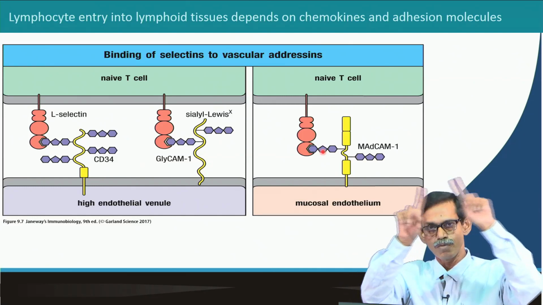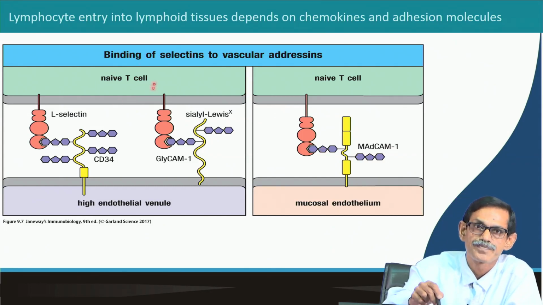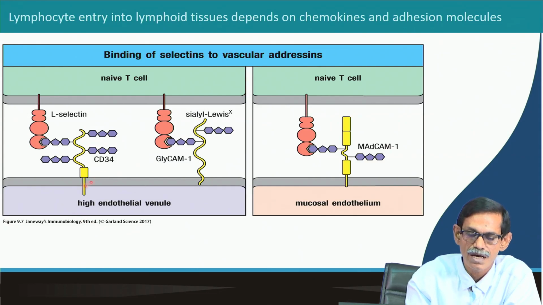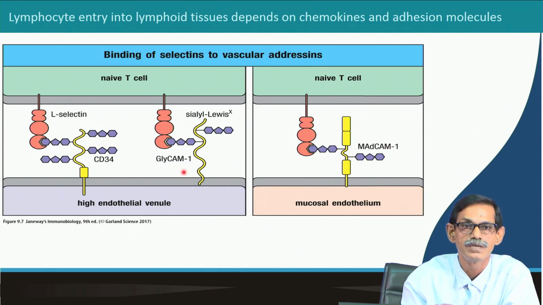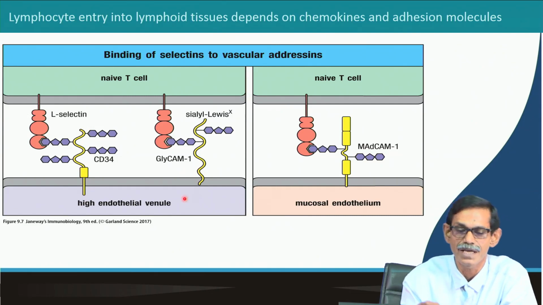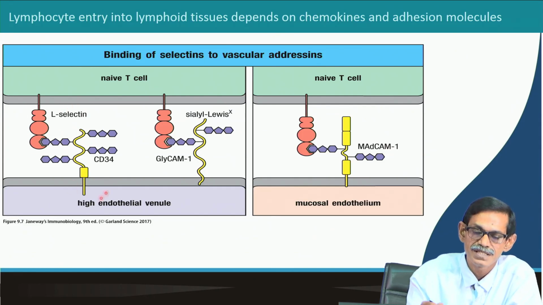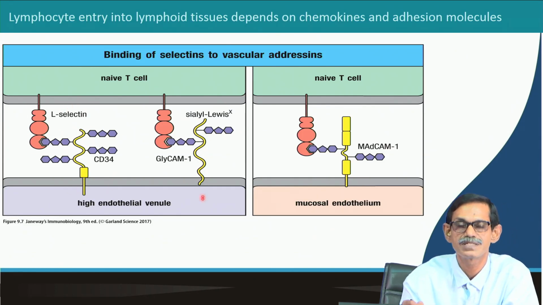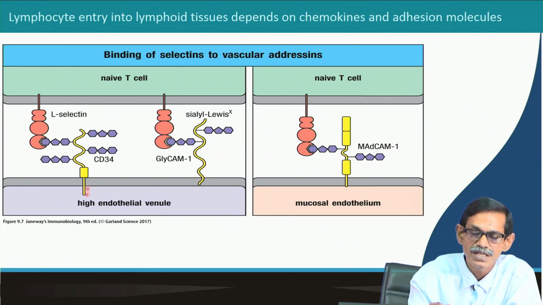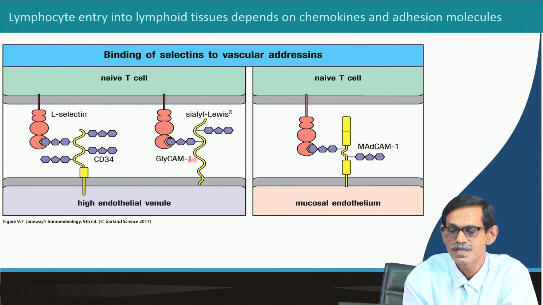Okay. So, when two cells interact, what happens? You see, this is the naive T cell, and when it is interacting with the high endothelial venule, the endothelial venule has certain proteins and there is not just one type. See, this L-selectin is one type of receptor, and here CD34 and GlyCAM-1 are the ligands. And you see, they are not interacting with the protein part, they are interacting with the sugar part, the carbohydrate part. So, L-selectin is interacting with the sugar.